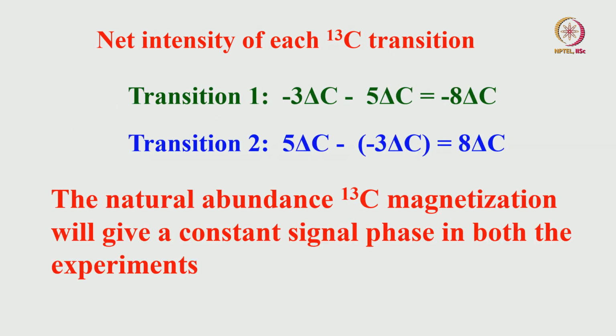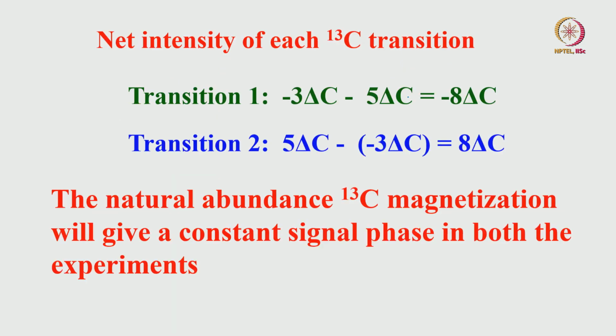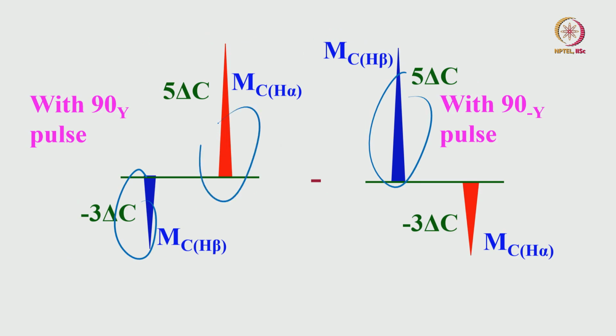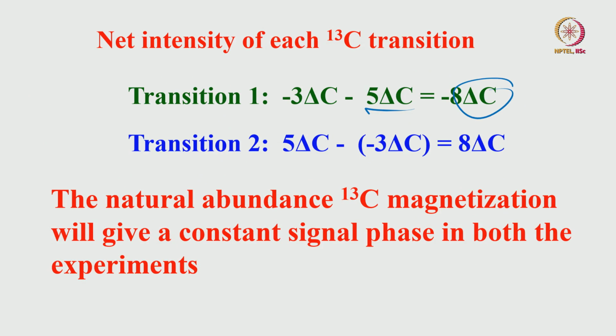The net intensity of each of them, you calculate here: minus 3 and minus of plus 5. So, this is going to be minus 8 C. Similarly, the other one plus 5 minus of minus 3, which is going to be 8. So, minus 8 and plus 8 is the intensity. The two transitions have intensity minus 8 and plus 8, gone up 8 times. Okay. So, that is okay. I mean, it was 2, okay, 4 times it has gone up.